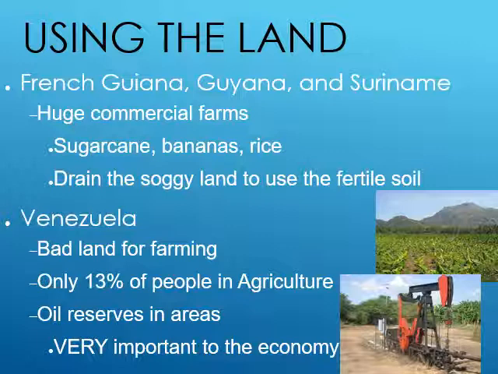Only about 13% of the people in all of Venezuela are in agriculture, are growing things. The most important thing, the absolute most important thing to the economy, is that Venezuela is sitting on huge oil reserves. They have tons and tons of oil, and so it is the only thing keeping the Venezuelan economy going at any time. Okay, and so you see a lot of different oil wells and things like that.